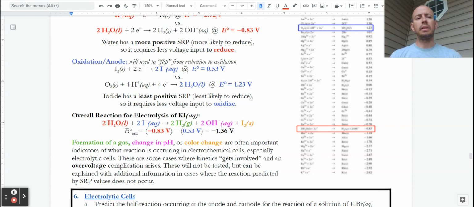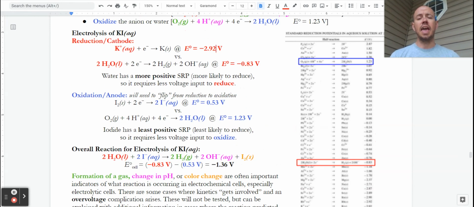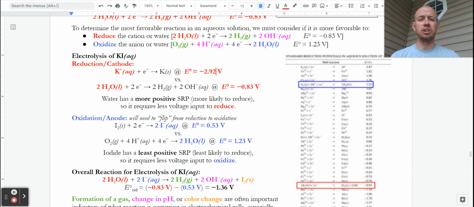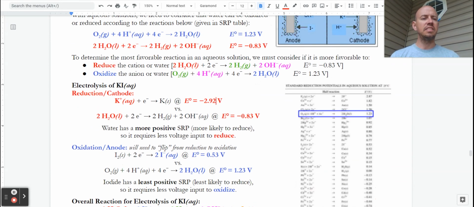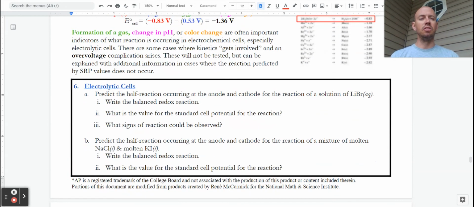There are more complicated examples where we get into kinetics, overvoltage, all of those things, but we're going to really focus on these more straightforward ones. So the key here in an aqueous solution or in a mixture is looking at what are all of the things that can be reduced, what are all of the things that can be oxidized, and which still is the most favorable of the options presented. It's going to be really important that we look at some of these examples and understand how to apply that chart and those thoughts.